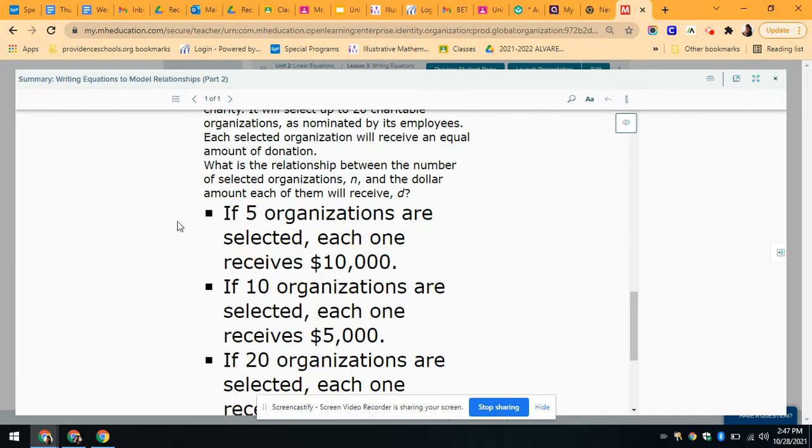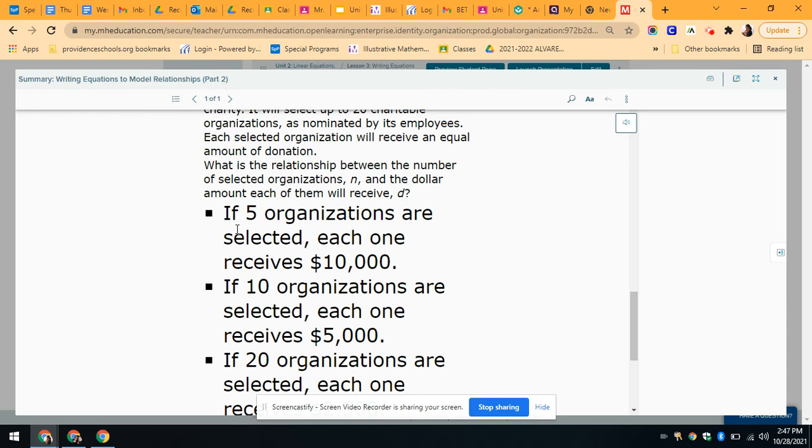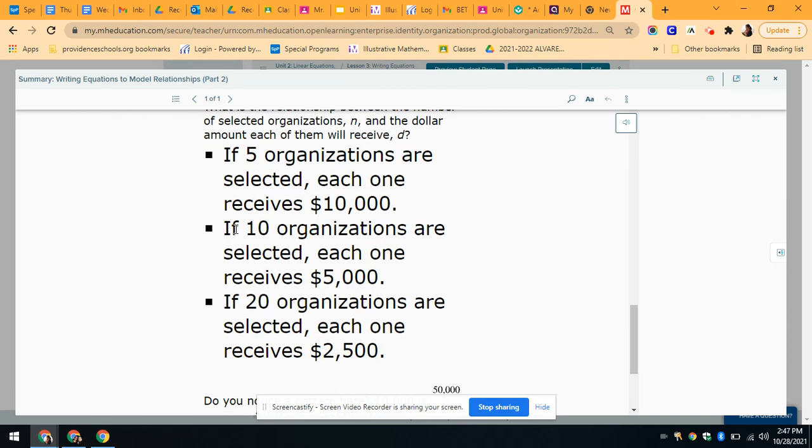Then the next example is a company decides to donate $50,000 to a charity. It will select up to 20 charitable organizations as nominated by its employees. Each selected organization will receive an equal amount of the donation. What is the relationship between the selected organizations, N, and the dollar amounts each of them will receive, D?